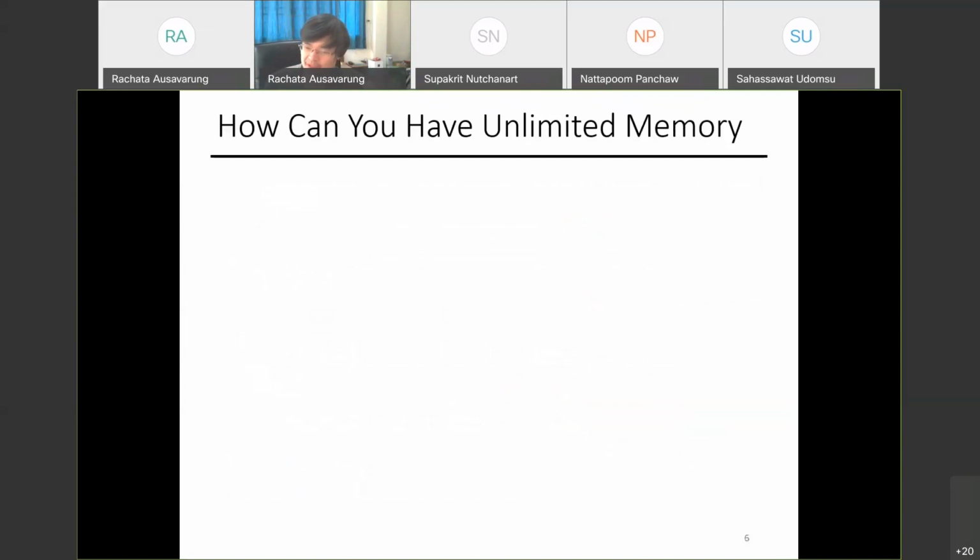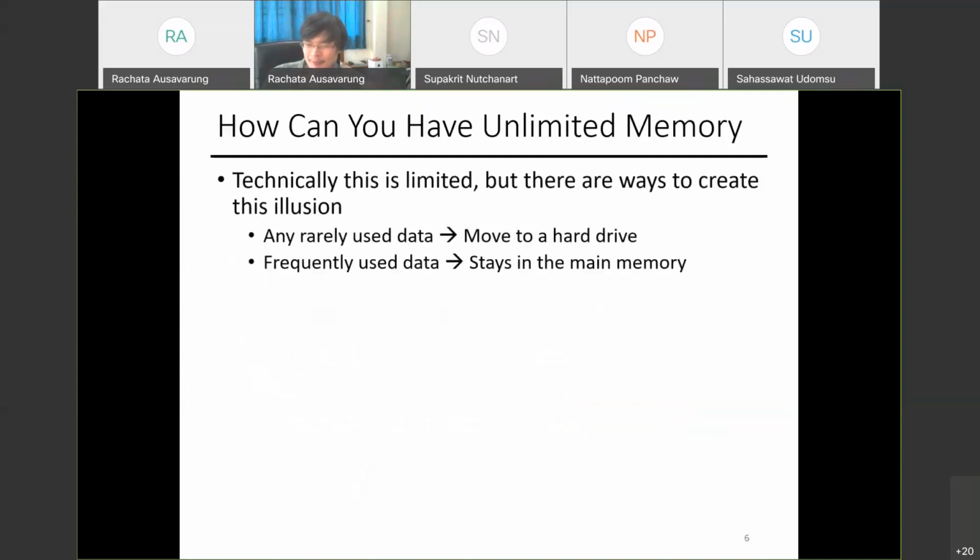So the third benefit is essentially you have a virtual view of unlimited memory. Right? What does it mean? So technically, when you buy DRAM, you know the size of your memory, right? It can be 8 GB, it can be 16 GB, but there are ways to create this illusion that I have unlimited memory, right? If you have data that you're not going to use a lot, these data can be kicked out from DRAM into a hard drive, right? And then you only maintain frequently used data that stays in the main memory.